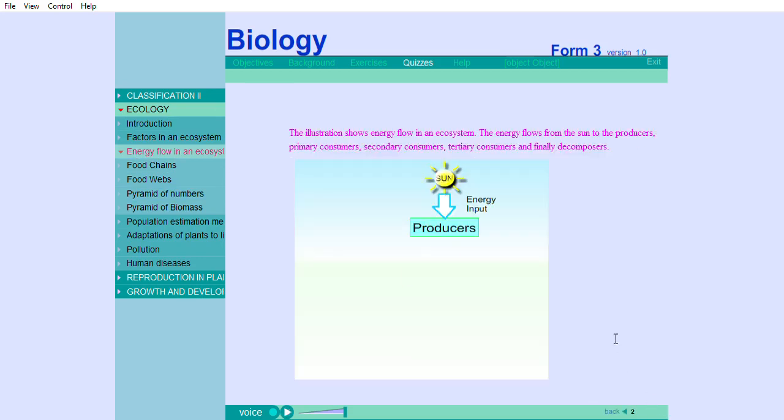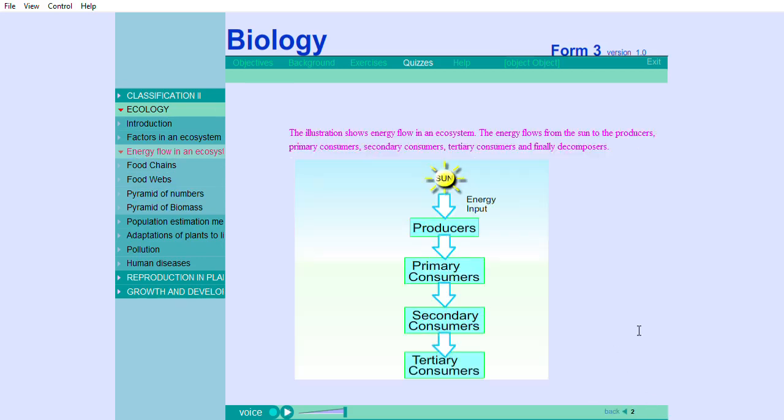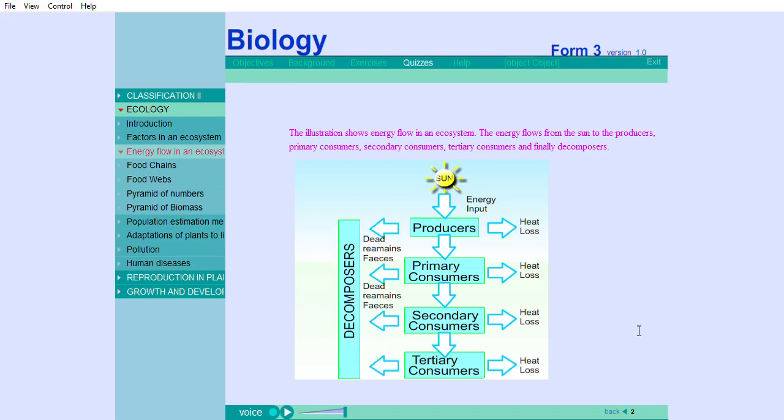The illustration shows energy flow in an ecosystem. The energy flows from the sun to the producers, primary consumers, secondary consumers, tertiary consumers, and finally, decomposers.